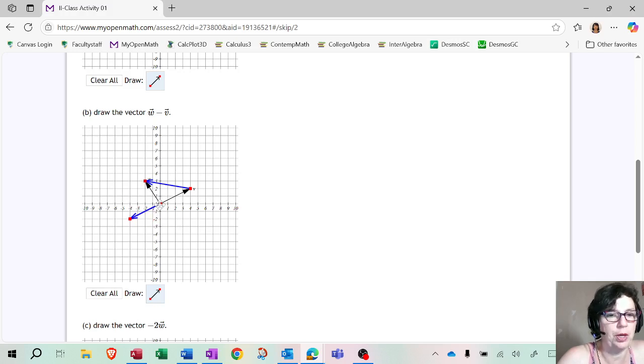So I'm not going to show that. Let me just get rid of this one. But this is what you should do. Just draw a third side, starting at the second vector and ending at the first vector.